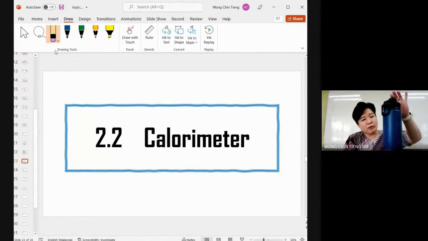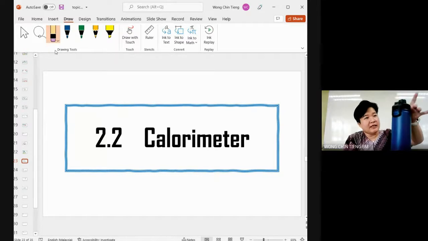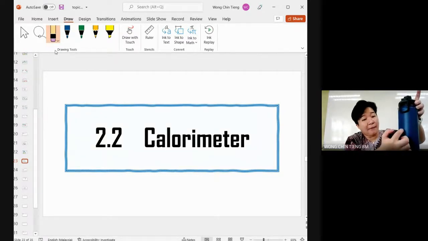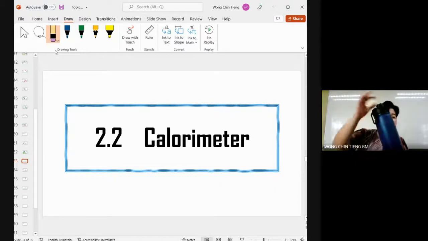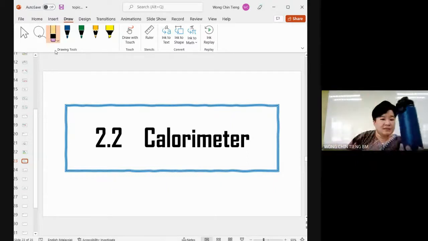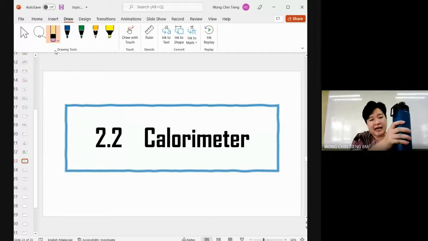Sebab lepas saya tuang air panas dalam ni, dan kalau saya pegang dengan tangan dan saya rasa panas, bermakna haba dalam air dah start keluar. Haba dalam air dah start keluar dan saya dah start rasa kat tangan saya. That is a bad thermos. Okay? So a good thermos is the one that I pour in my water, saya tutup, saya pegang dengan tangan, tangan saya takkan rasa panas.